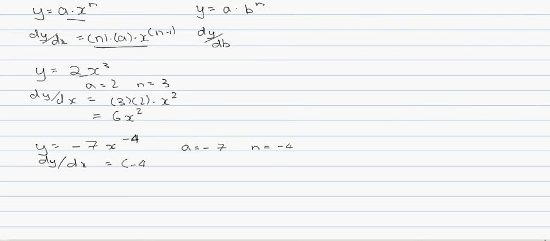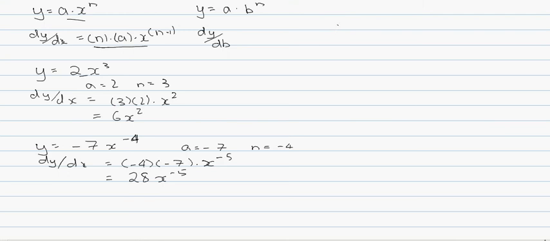We bring down the minus 4, times it by the minus 7, times it by the x, then we go n minus 1. So what's n minus 1? Minus 4 minus 1 is minus 5. And we end up with minus 4 times minus 7, which is 28, times x to the power of minus 5. Nice and easy. So we've done it with a positive number, we've done it with a negative number. Let's this time do it with a fraction.